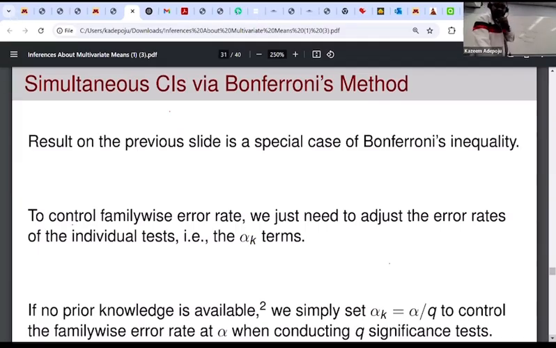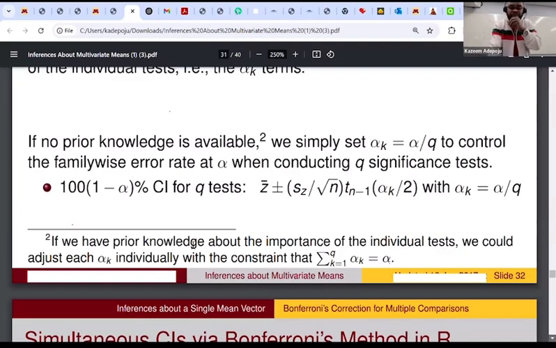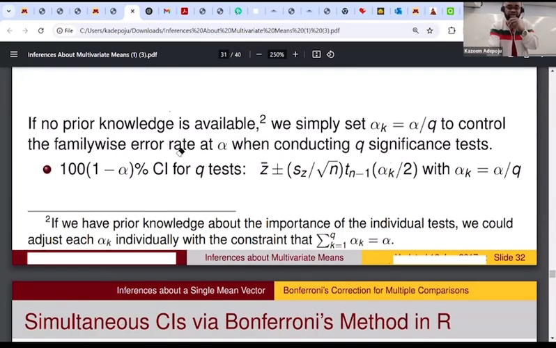So what Bonferroni did is adjust alpha K to be the level of significance divided by the number of tests, or the number of intervals you want to construct. With that, the level of significance will be reduced, because you are dividing the level of significance alpha by Q. That Q is positive, so we expect alpha K to be very small. That was what he did.